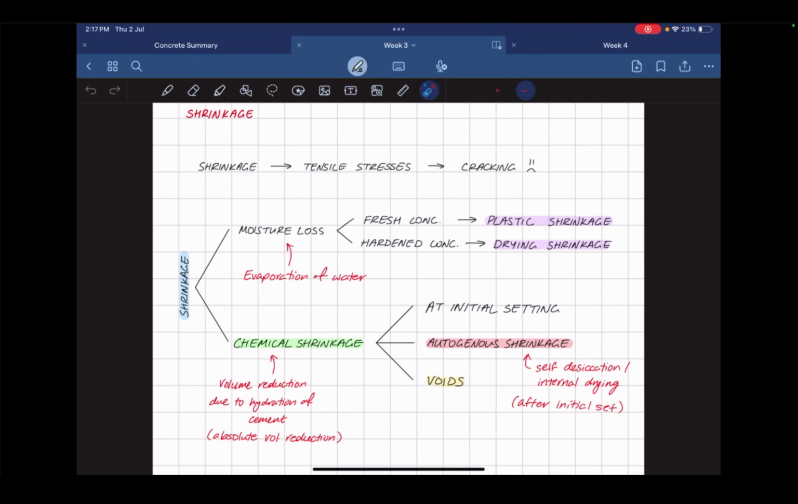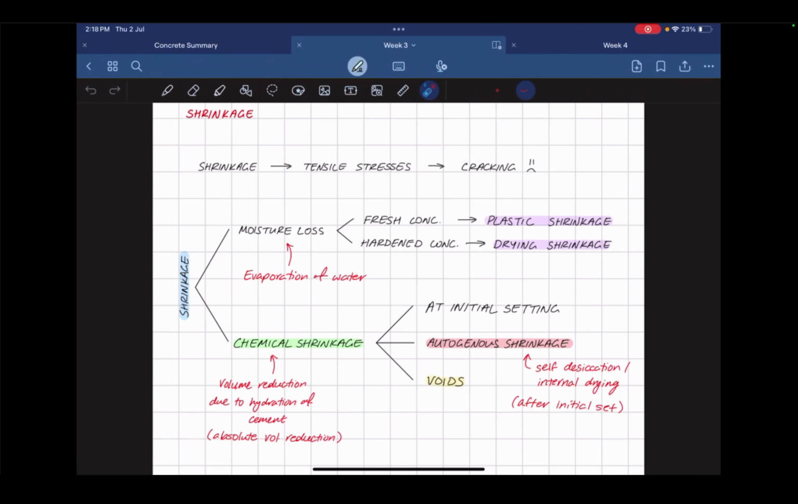So pretty much the reduction in volume causes tensile stresses. Those tensile stresses cause the concrete to actually crack. So we want to avoid shrinkage because it causes cracking, right? Delving more into moisture loss, there's two: we've got fresh concrete and hardened concrete. Fresh concrete is what you just pour. Hardened concrete, it's in the name, right?